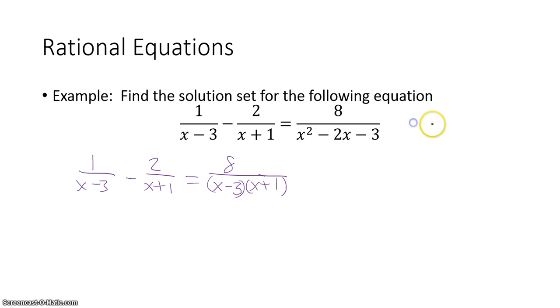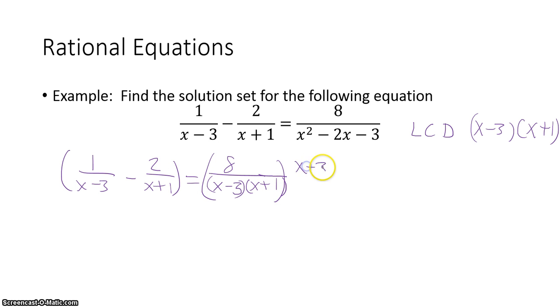Now our LCD for this is x minus 3 times x plus 1. Multiply both sides of the expression by the LCD. x minus 3 times x plus 1, x minus 3 times x plus 1.